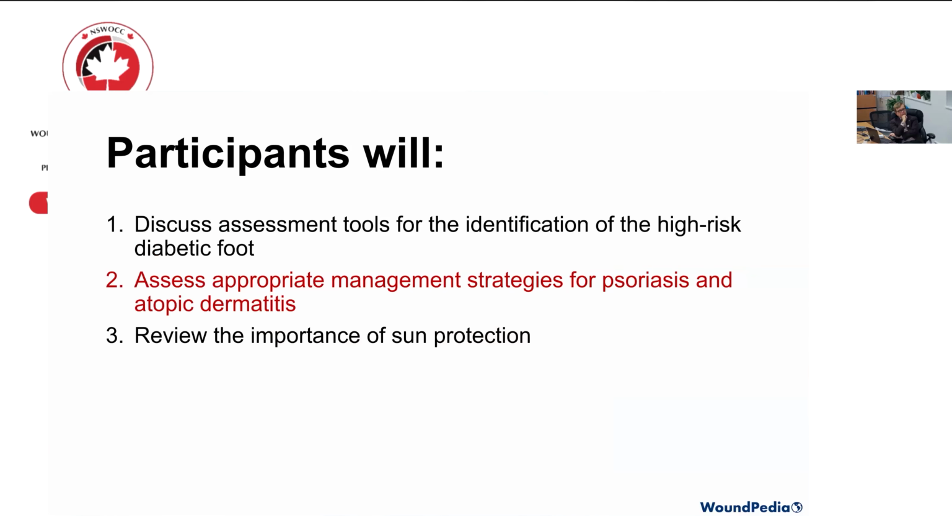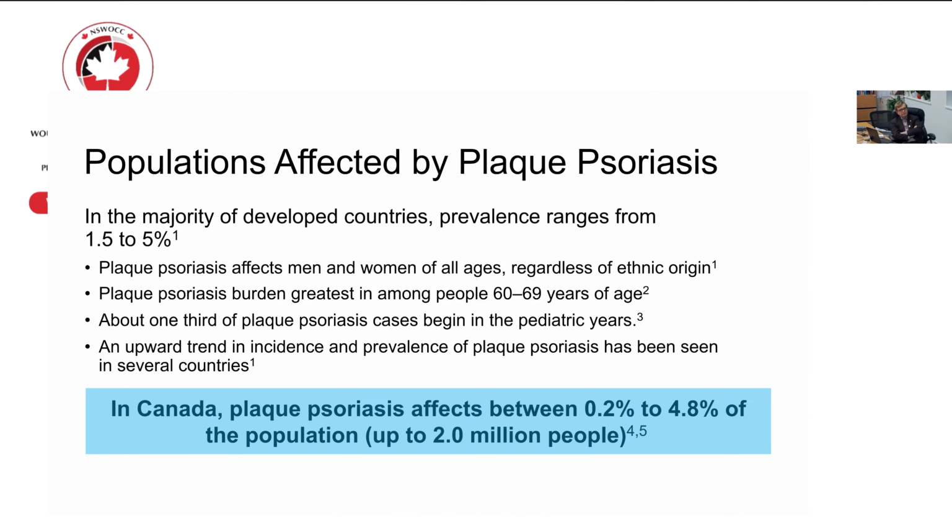Next. Let's look at strategies for psoriasis and atopic dermatitis. About 1.5 to 5% have plaque psoriasis, and it is most common in people 60 to 69. So you may see this in your wound patients. 1/3 can begin in pediatric ages, an upward trend in incidence and prevalence.